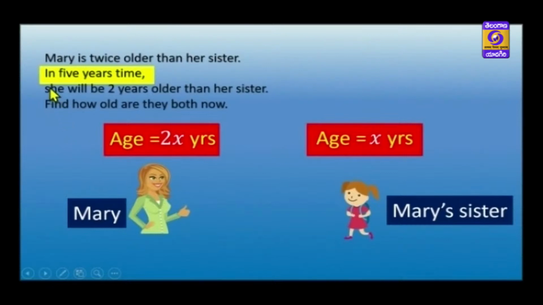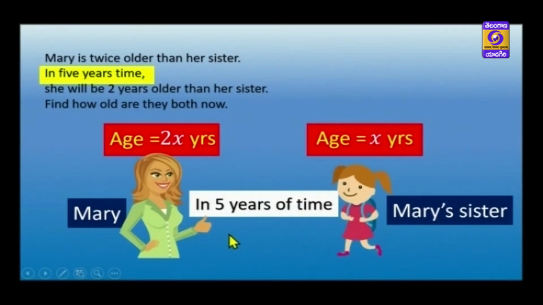Next part of the question says, in 5 years time, that means after 5 years, definitely they will have grown up, and what happens to their ages? Suppose initially Mary's sister's age is 3 years, after 5 years it will become 3 plus 5. If initially Mary's sister's age is 6 years, now after 5 years it will become 6 plus 5. And we assumed Mary's sister's age as x years. Now after 5 years her age becomes x plus 5. If Mary's sister's age is x plus 5, Mary's age will be 2x plus 5. Initially her age is assumed as 2x, now it is 2x plus 5.